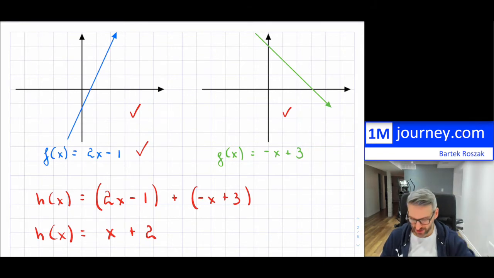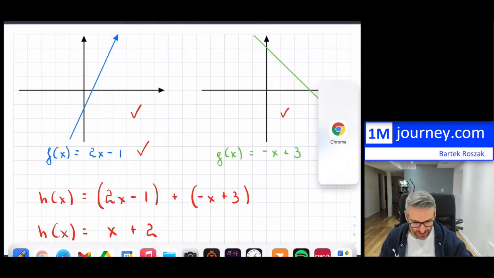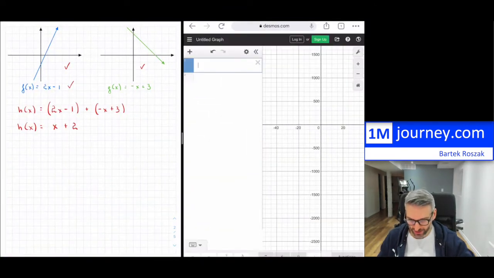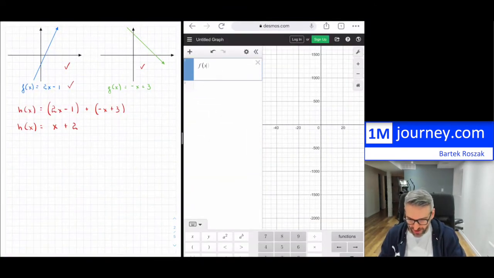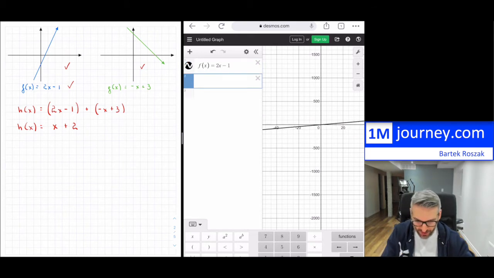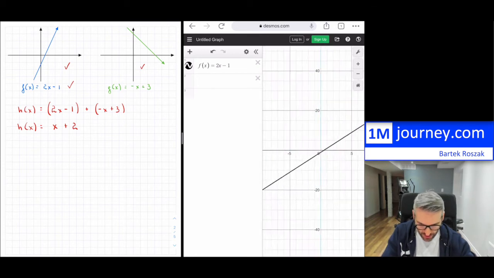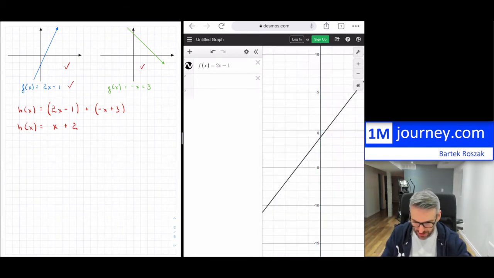So let's try these. I'm going to take out Desmos on the side here, and let's put them in. So f of x, this is how we're going to do it. This is 2x minus 1. Let me zoom in here so that we can see that.